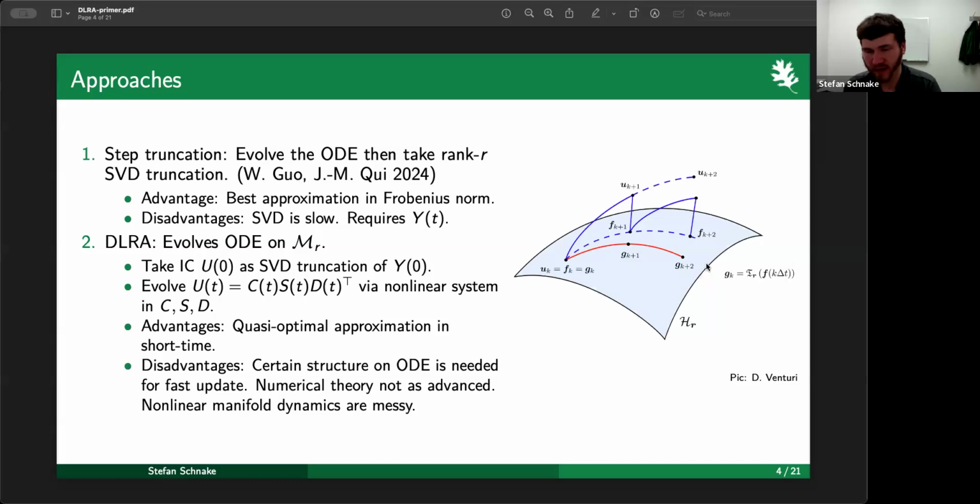But there are several disadvantages as well. I don't want to talk about how this is the greatest method in the world, and there's nothing wrong with it. There are some issues. Do you need a specific structure of the ODE in order to evaluate these quickly? We'll get more into that next time. The theory is not as advanced. A lot of these techniques derived are explicit and first order. No fancy time integration techniques or much to speak of. And the manifold gives you nonlinear dynamics, which can be pretty messy.